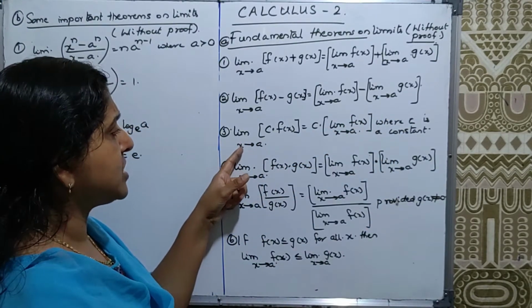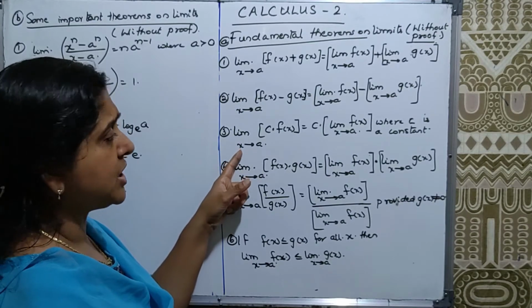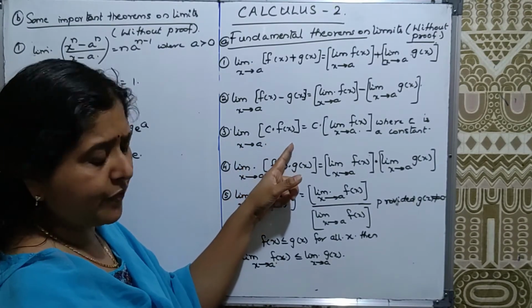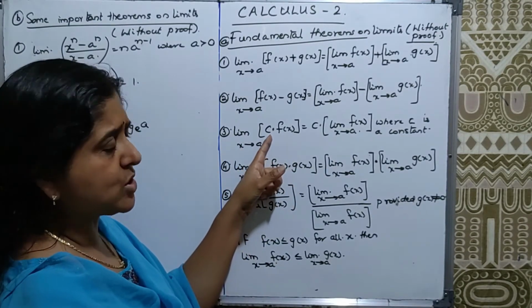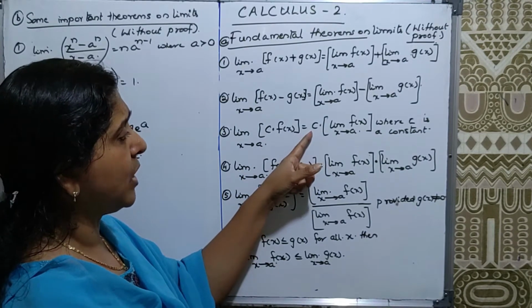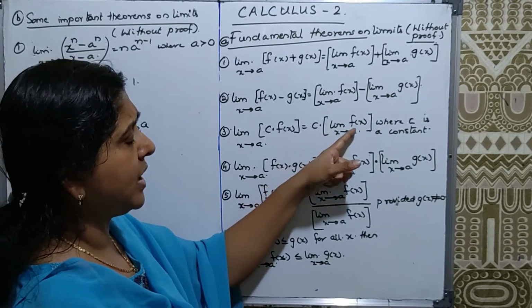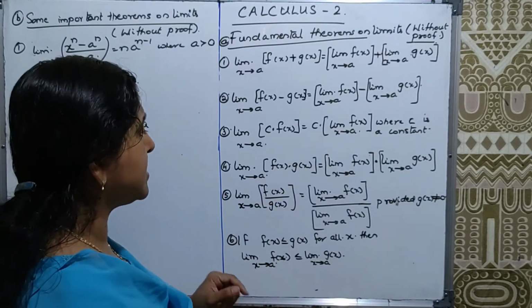Now the third one, limit x tends to a, c into f of x. That is a constant actually. So the constant we will take outside and limit x tends to a, f of x. That c is a constant.